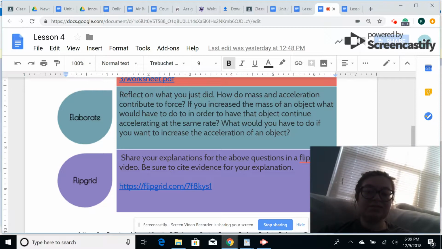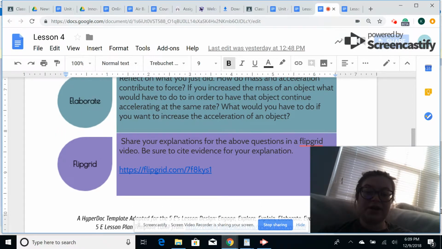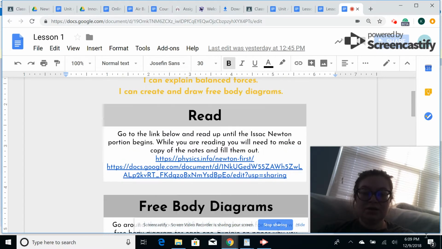And they have to answer a question. Like, how do mass and acceleration contribute to force? And if you increase the mass of an object, what would you have to do in order to have that object continue accelerating at the same rate? What would you have to do if you want to increase the acceleration of an object? And then they're going to Flipgrid and they're going to share their answers to these questions. And then I've got one more I wanted to show.